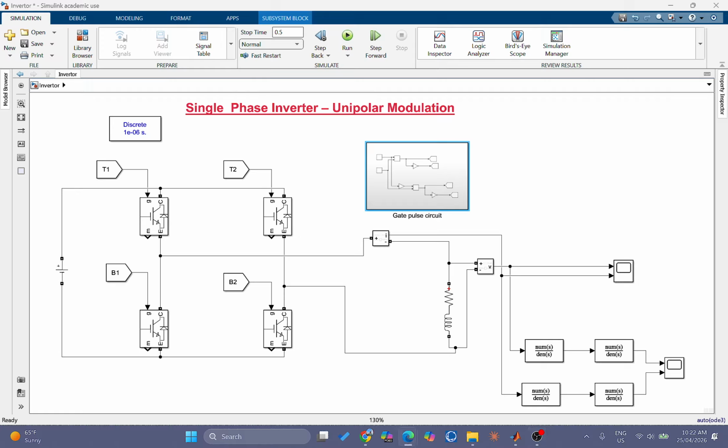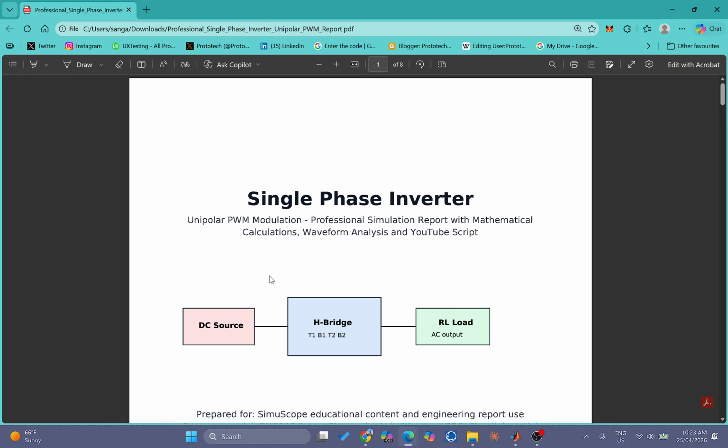Today we are building and analyzing a single phase inverter using the unipolar PWM in Simulink. The goal is very simple. We will convert the DC power into AC power, and we are going to learn the unipolar PWM modulation in the H-bridge inverter.